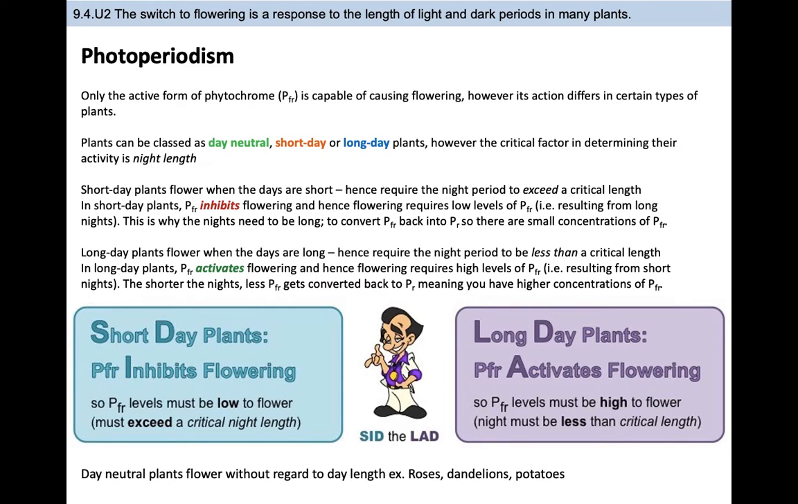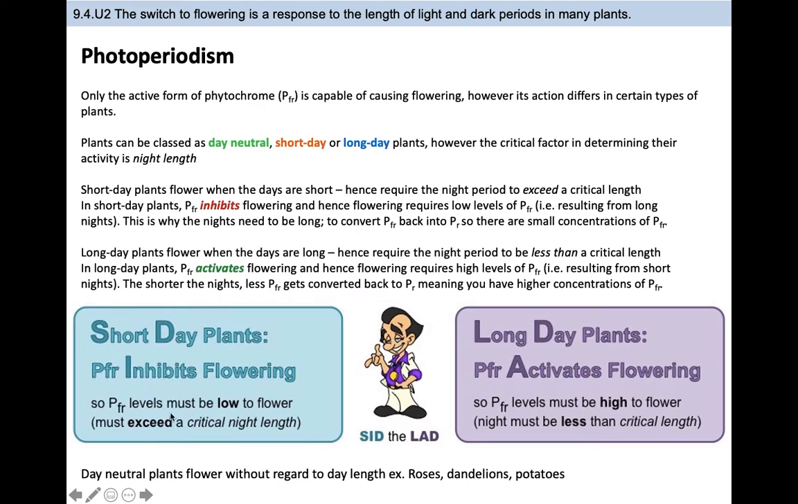So this is kind of a stretch, this SDP and LDP, but you can see short day plants, PFR inhibits flowering. So the far red levels must be low to flower, and the night must exceed the critical length, whereas long day plants, the far red levels must be high to flower, so night must be less than critical length.